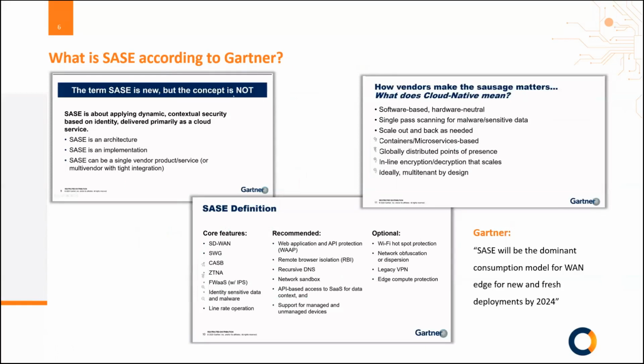So according to Gartner, SASE is actually not a new concept. It's just taking existing pieces and putting them into an architecture: networking aspects like SD-WAN, network sandboxing, things related to traffic steering, application-aware routing. All these things need to be put together in an architecture and implemented in a way that is very tightly integrated. And that's why the recommendation, of course, is to have it from a single vendor.